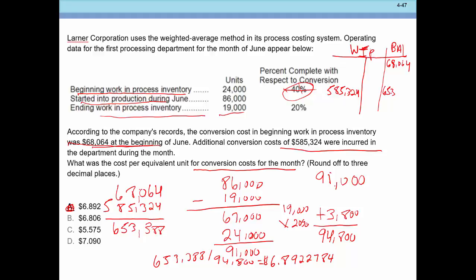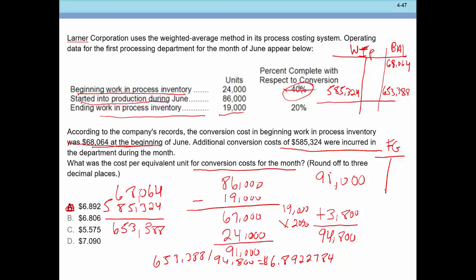653,388. With me so far? Okay. Now I want to transfer some of these costs out of work in progress, and I'm going to presume that this is the last processing department, so it's going to go to my buddy finished goods over here. So I'm just going to tee up finished goods over here.